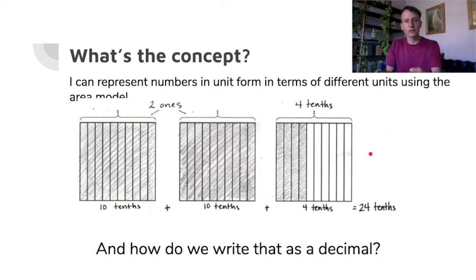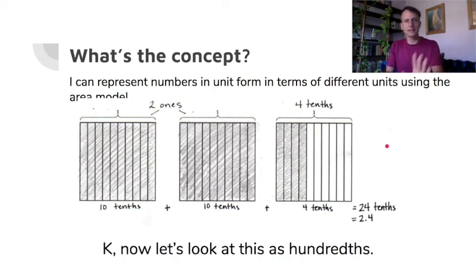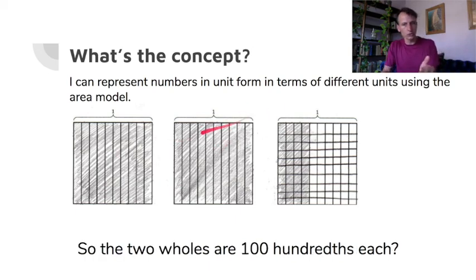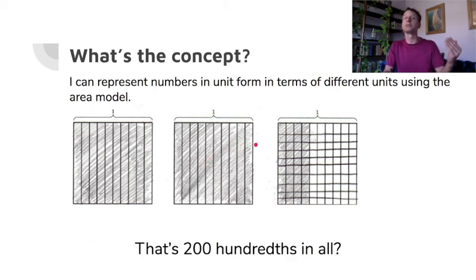How do we write that as a decimal? 2.4. Now, let's take this same area model and make it hundredths. So now how many hundredths are in a whole? Well, these aren't divvied up into hundredths, but you know there's 100 hundredths here and 100 hundredths here, right? So 2 wholes are 100 hundredths each for a grand total of 200 hundredths. Pennies, right? $1 is 100 pennies, $1 is 100 pennies, 200 pennies together.